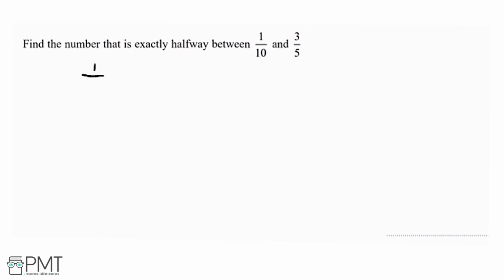So we're going to do 1 over 10 plus 3 over 5. I'm going to put that into brackets because this needs to be done first. And then all of that, we can then divide by 2. And we put this all into our calculator, including the brackets. Or we can work it out separately like this.